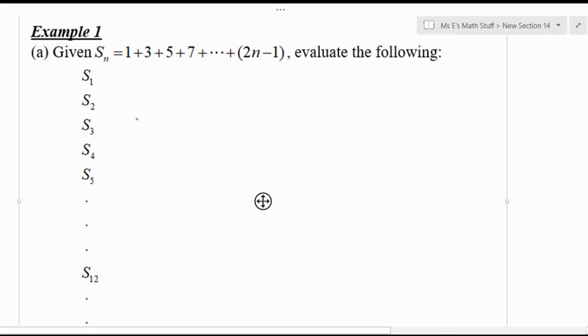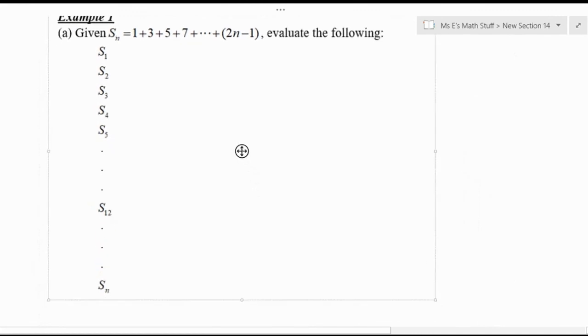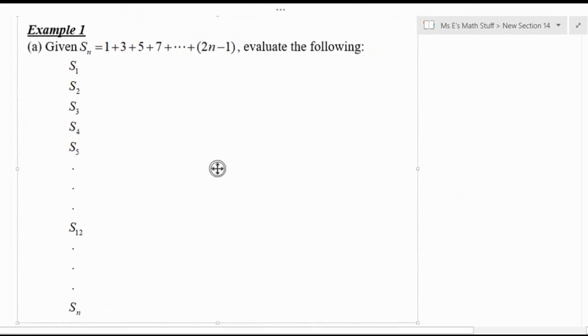So the first partial sum, second partial sum, third partial sum, fourth, fifth, and then I've got you considering what happens if I get greedy and want the 12th partial sum. By the time you do that, you should notice there's a trick to it. And that's what I'm asking you there for S sub n. So give this example some consideration and then check in with me in the next video.